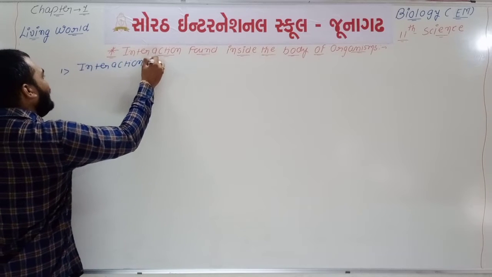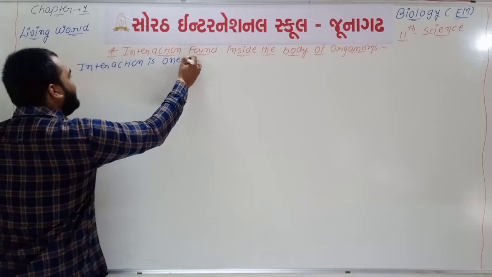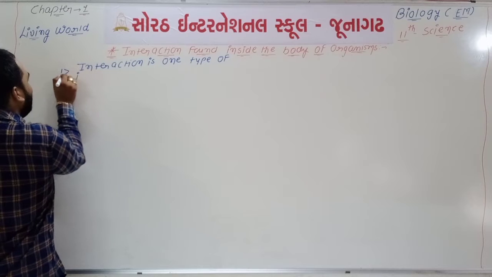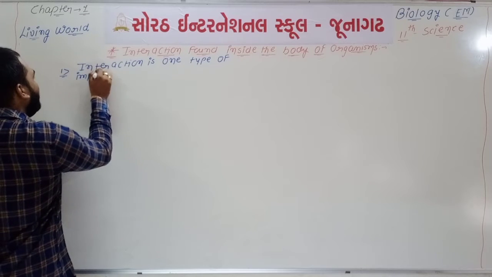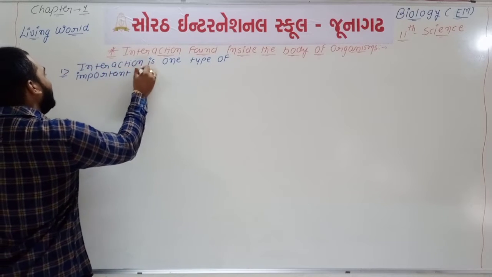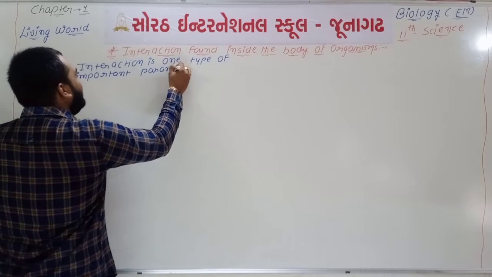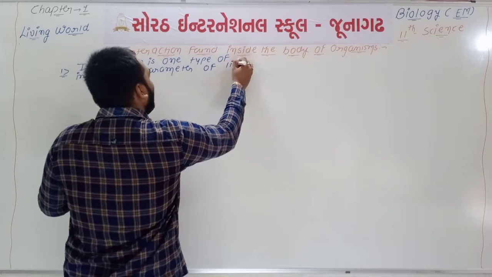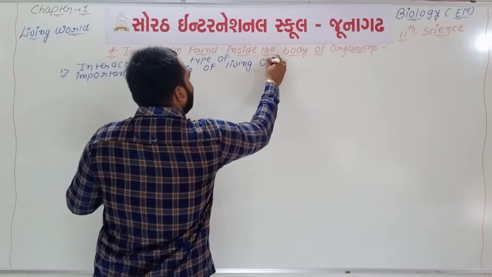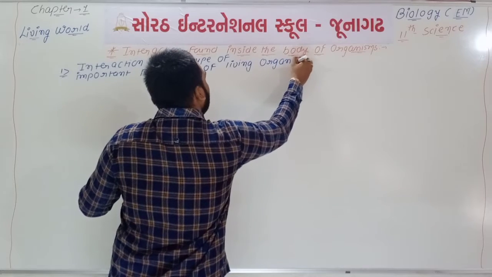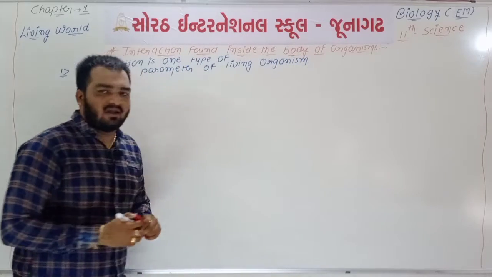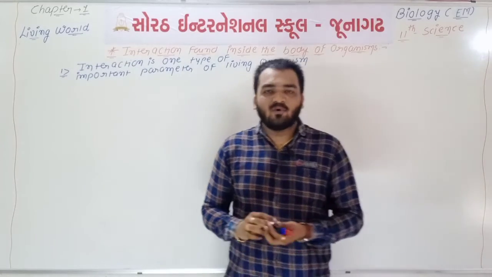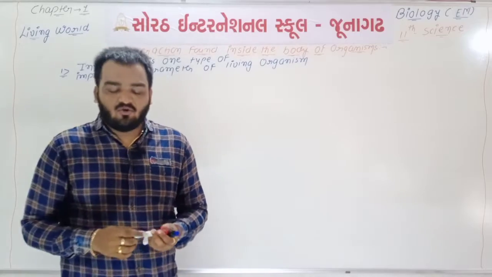So the first point we can say is that interaction is one type of important parameter of the living organism.